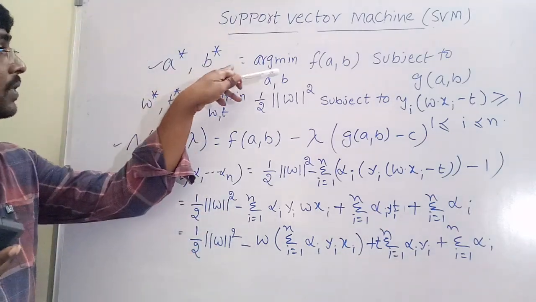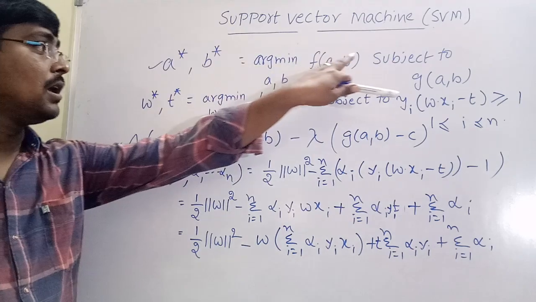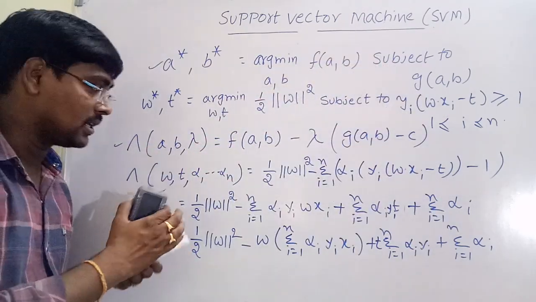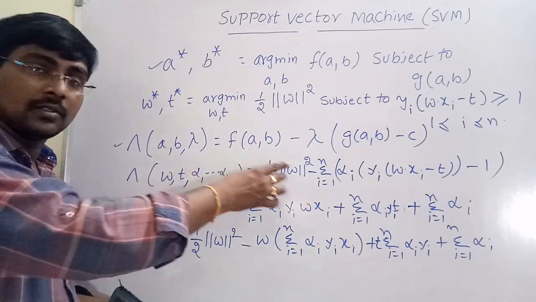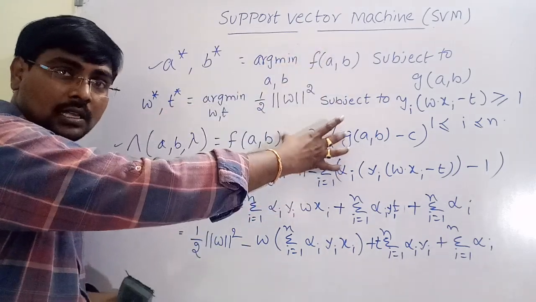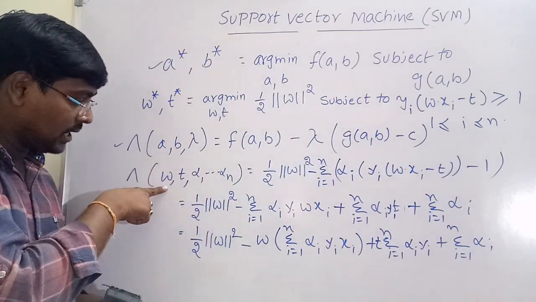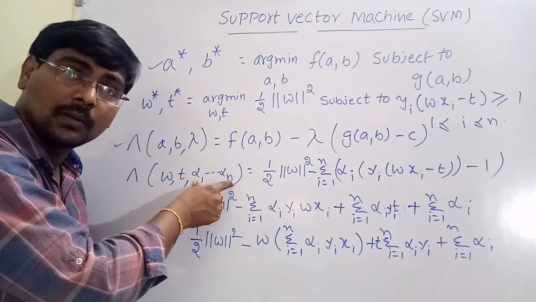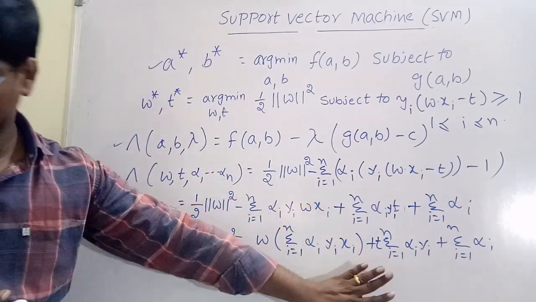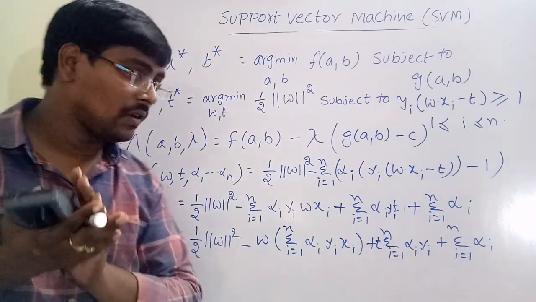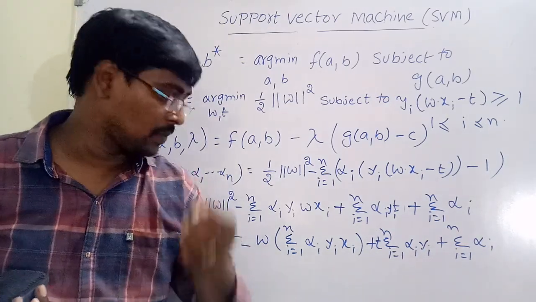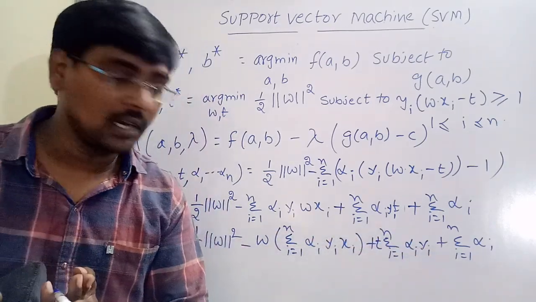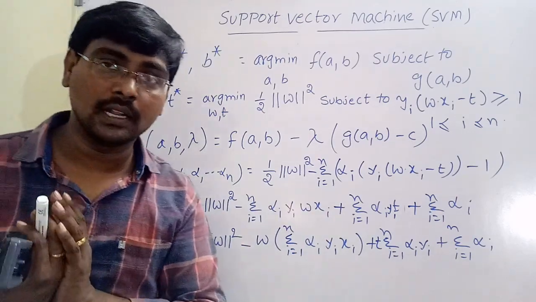Okay, this is a constrained optimization problem. For this constrained optimization problem, I am applying Lagrange multipliers alpha 1 to alpha n. By applying in terms of a, I am using w, in place of b I am using t, in place of lambda I am using Lagrange multipliers alpha 1 to alpha n. This is the final equation. Now for simplification purposes, we take the partial derivative with respect to t and then with respect to w also for getting the solution.